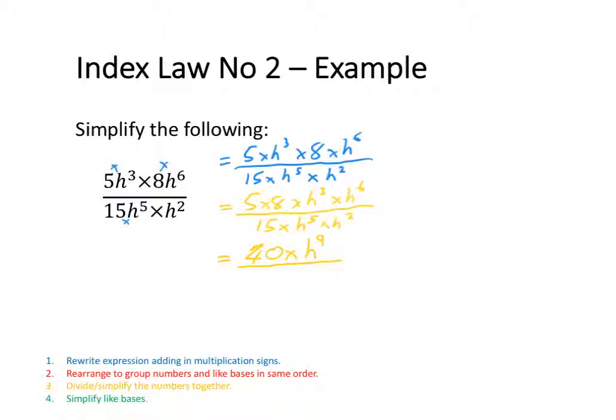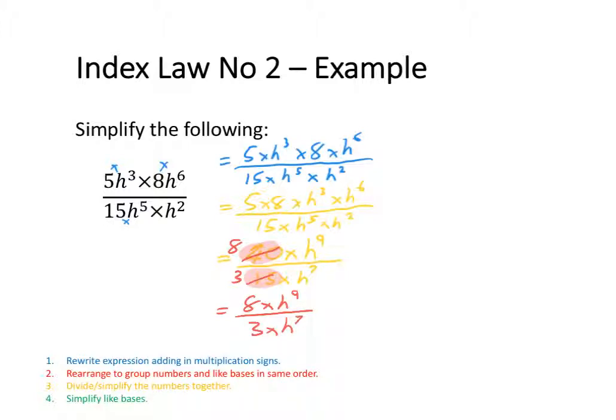And that's going to be divided by, in my denominator, 15 times h to the power of 7, again using my first index law to add my powers together. Now I can go through and divide or simplify my numbers in my numerator and denominator. In my numerator, I've got a 40, in my denominator, I've got a 15. I can look for a number that divides into 40 and 15, which is going to be 5. So 40 divided by 5 is equal to 8, and 15 divided by 5 is equal to 3. That is going to equal 8 times h to the power of 9 divided by 3 times h to the power of 7.